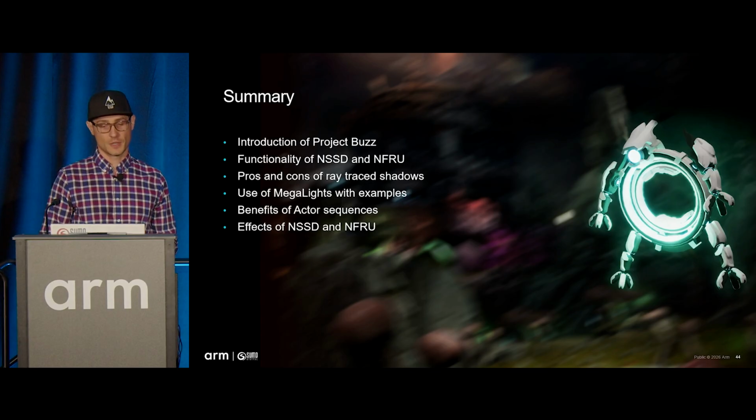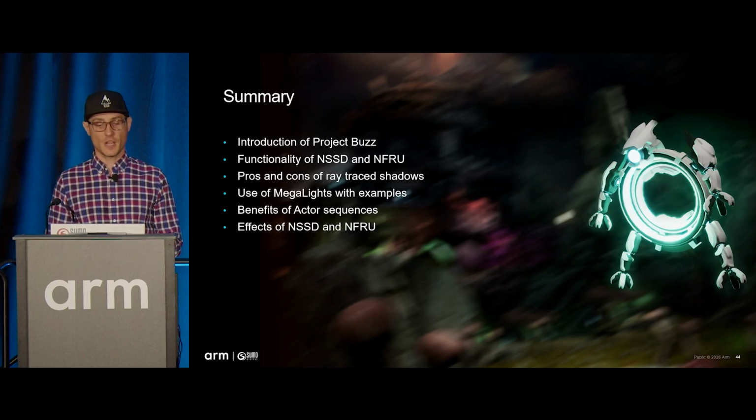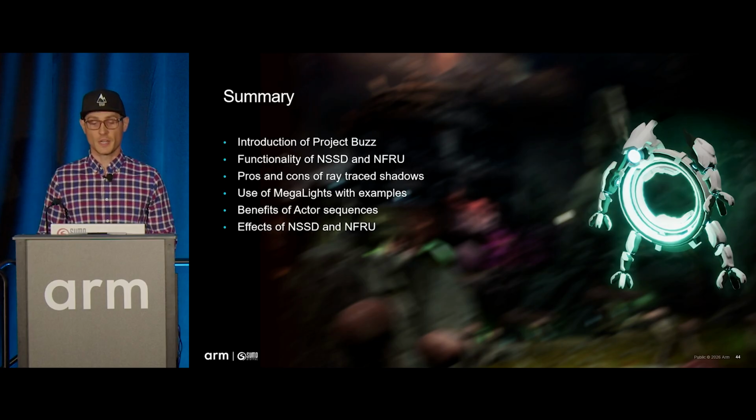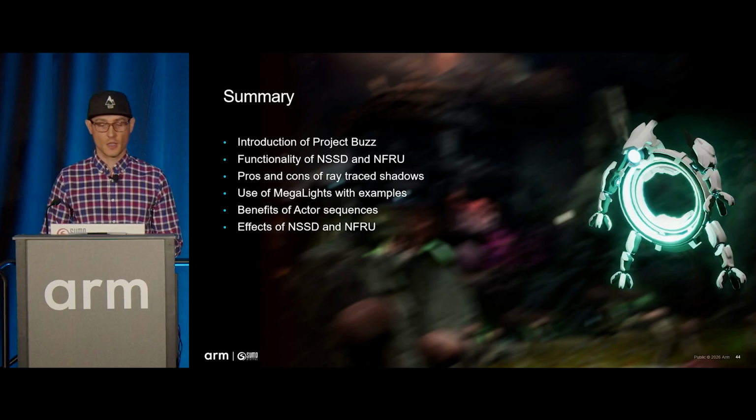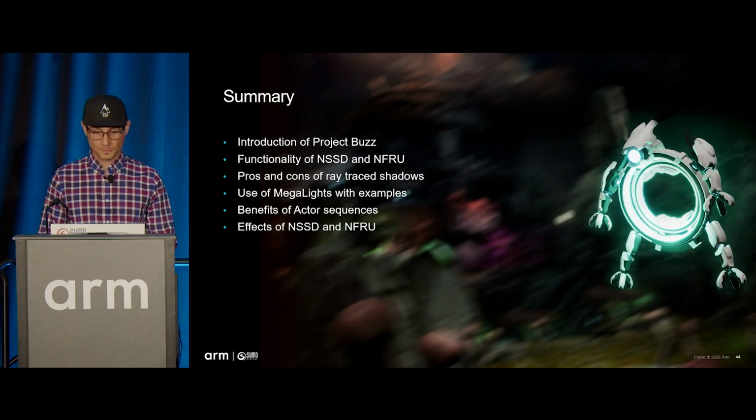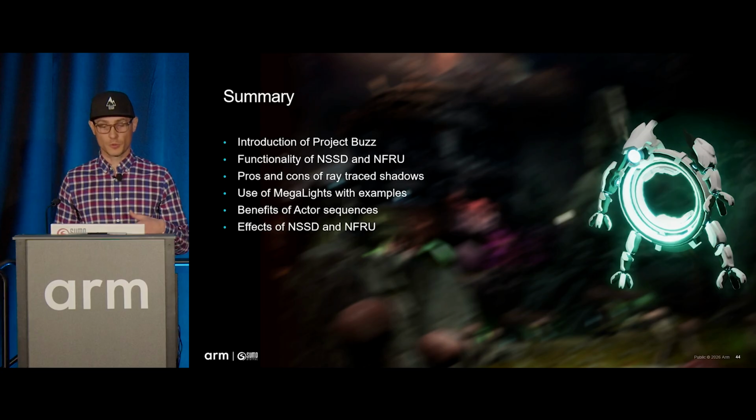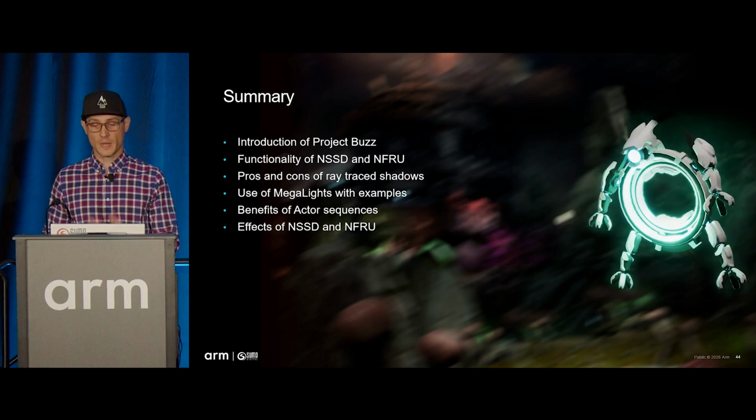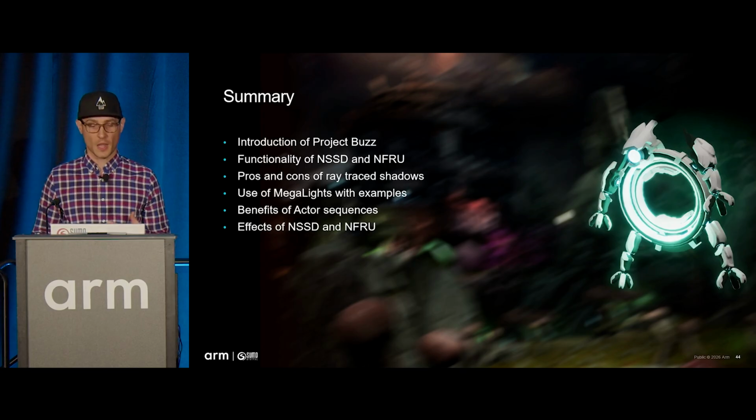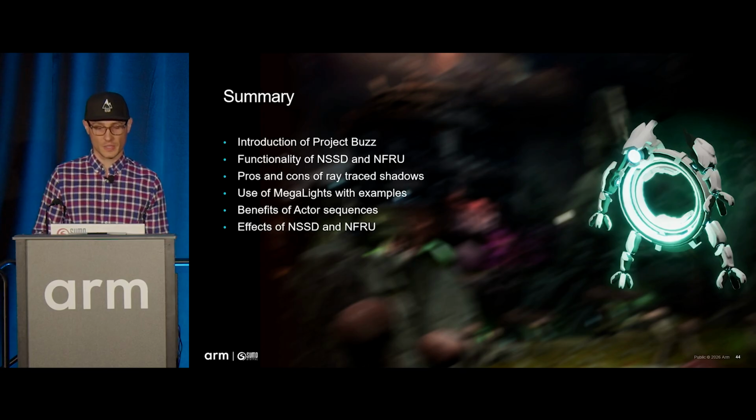I've described the functionality of those plugins and how they free up performance needed for enabling the most advanced features like ray tracing or MegaLights on mobile. I've told you about the pros and cons of ray tracing, then showed you what MegaLights offers and how it helps to light Project Buzz in a few examples.